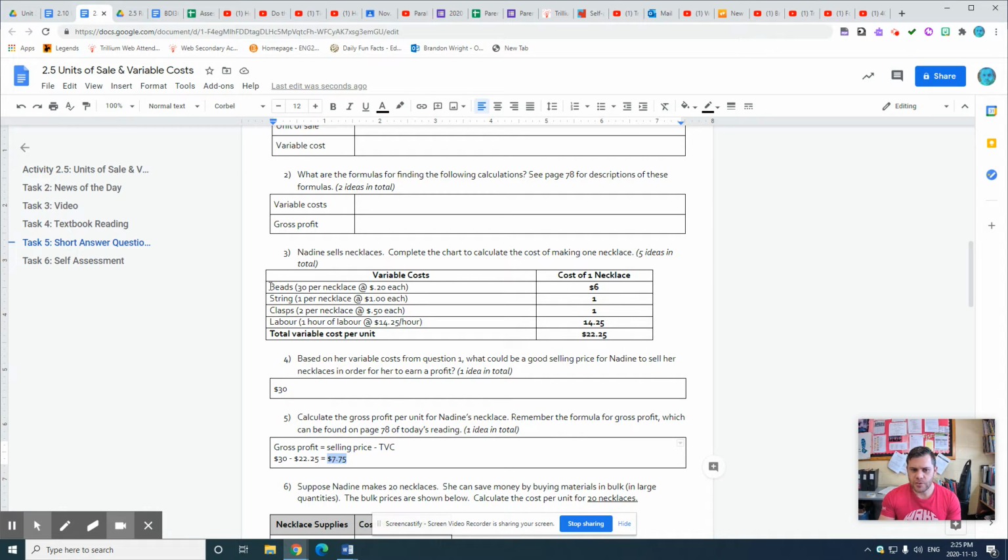So that excludes the cost it takes to make her necklace. If she charges $35, watch what happens to your gross profit now. It becomes $12.75. And if she increases that to, say, $40, $17.75. So you can see what happens to your profit as your price goes up. Price goes up, so does profit.